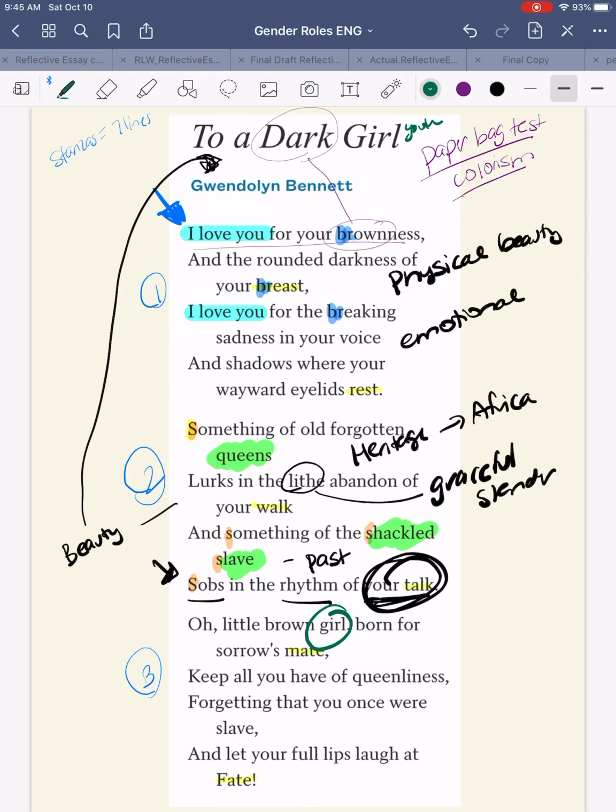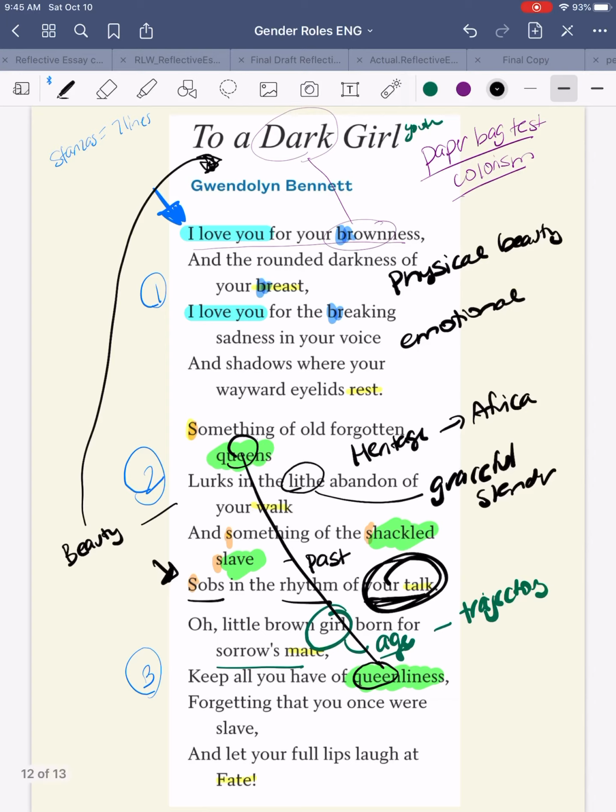And we see that here with little brown girl. So now we're getting somewhat of an indication of age, but yet sorrow's mate. So again, this is almost speaking to the life trajectory of Black folk at this time is one of sadness. However, the speaker is saying to the Black girl about keeping all of her queenness. So again, we're seeing a reference to queen here.